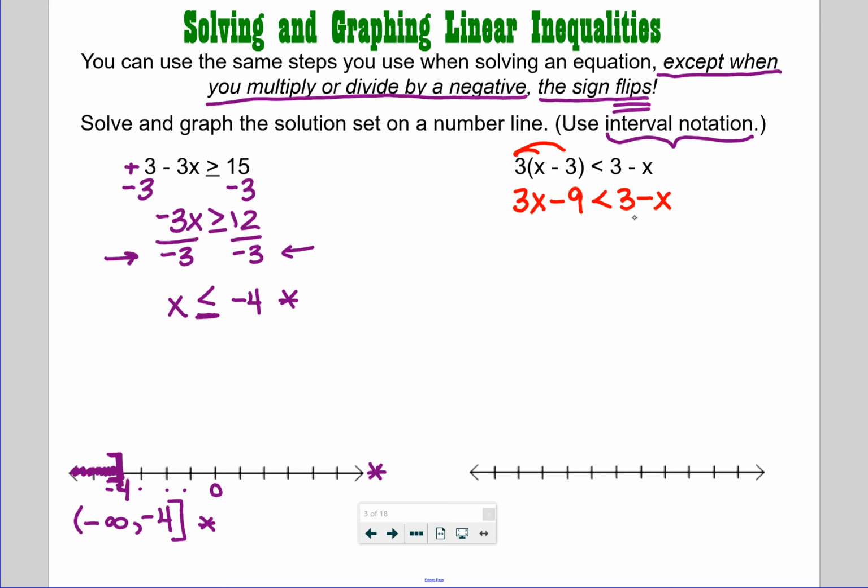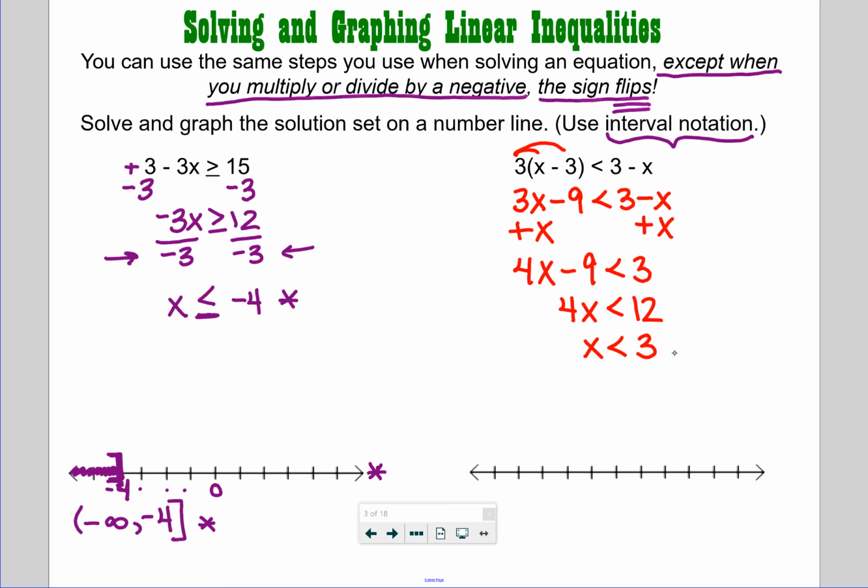So remember, we're going to pick on the little guy. We're going to move the smaller one. I have a 3x and a -x. -x is smaller, so I'm going to add x on both sides. So now I have 4x minus 9 is less than 3. And now I just want to get that x alone. So I'm going to add 9, which gives me 12, and divide by 4, which gives me 3.